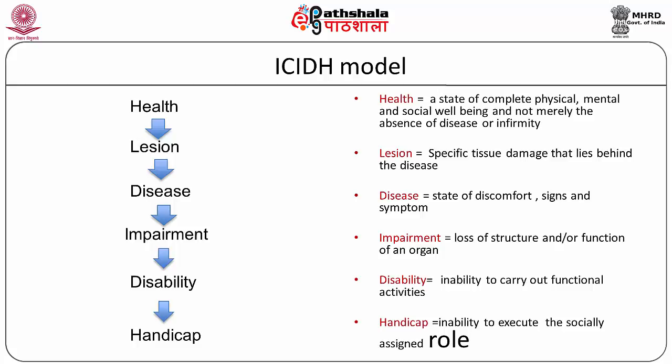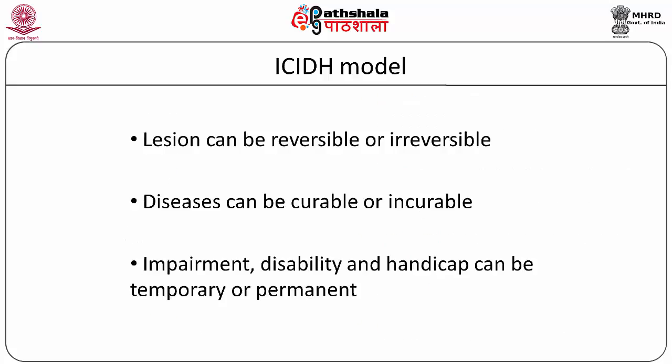Disease or injury may produce a loss of structure and function of an organ that puts restriction on the ability to carry out certain functional activities. The loss of structure and function of an organ is referred to as impairment, whereas the functional limitations arising out of impairment is known as disability. When the disability comes in the way of executing the assigned role in the society, the situation of handicap arises.